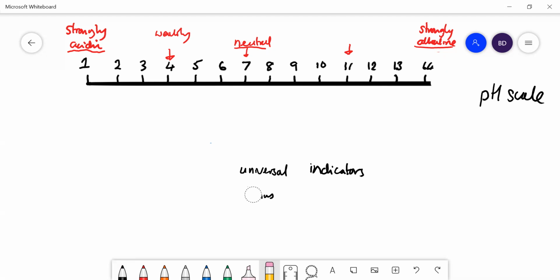Anyway, we want to talk more about pH. Another way of measuring pH is with a pH meter. It's an electronic device. You put in a little probe, and it will give you a readout, usually to 2 decimal places, of what the pH is.